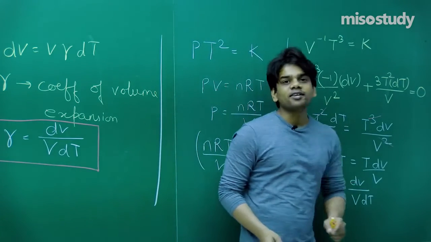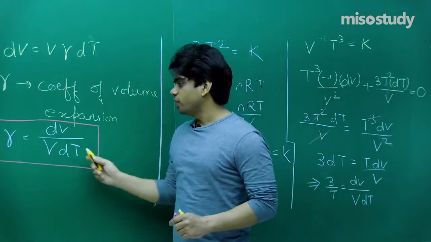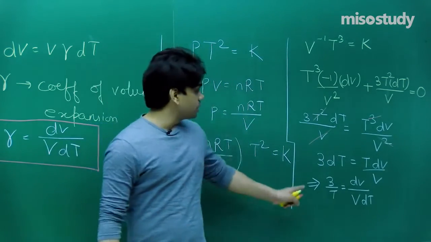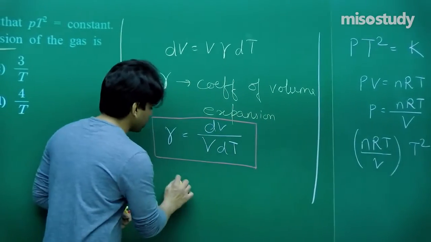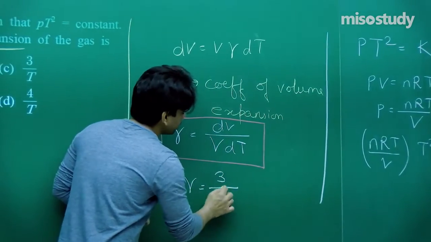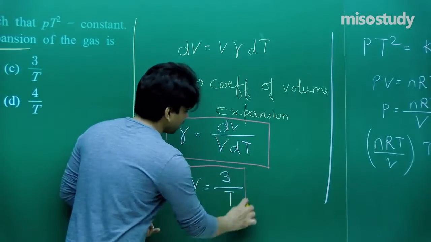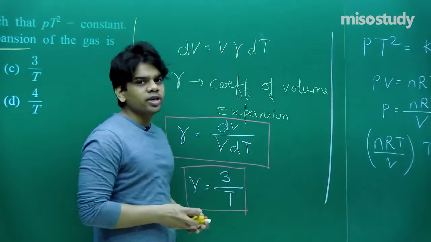dV by V dT, that is the coefficient of volume expansion. So dV by V dT comes out to be 3 by T. That's a temperature dependent term, 3 by T. So let me put here gamma will come out to be 3 by T. That's the required result. Let's check with the given options.